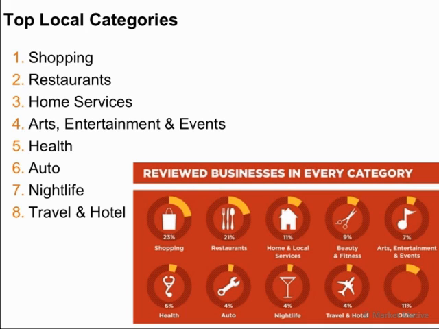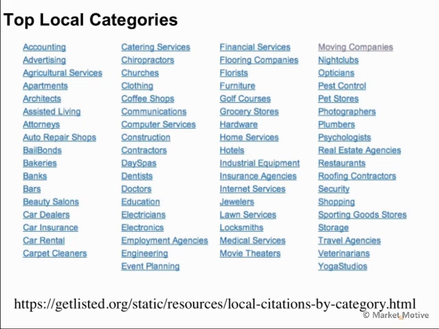The categories, you can see where Yelp has the most reviews in different categories. Those percentages are how many of the businesses in that category Yelp has listings for. And there are lots and lots of different categories. This is the way that Get Listed has them broken down, and Google Plus has them broken down.